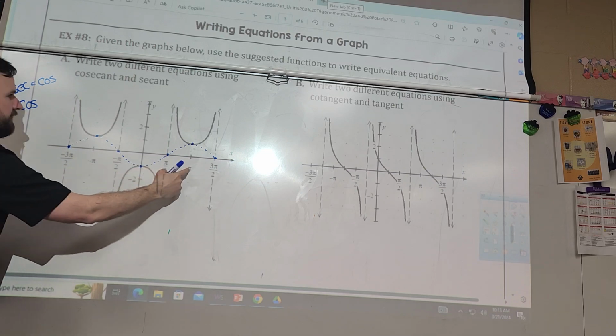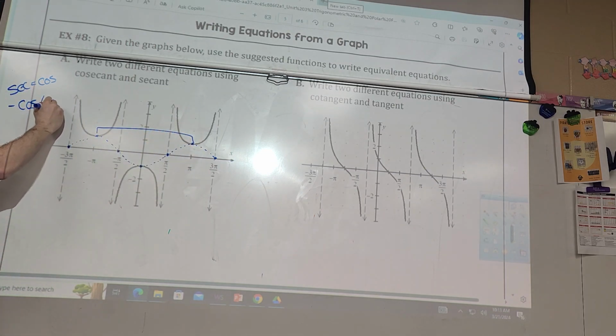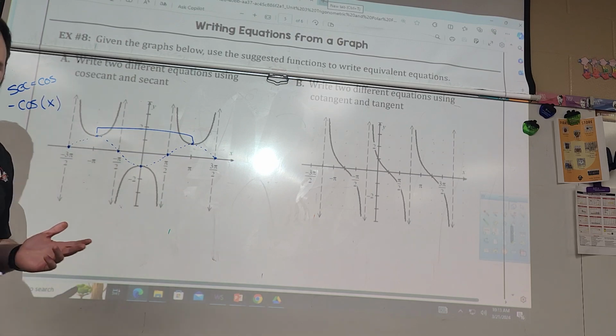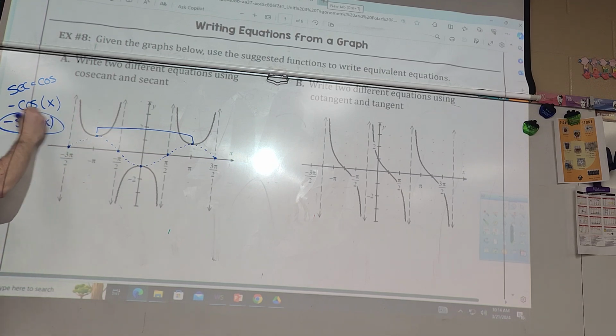What's my period of it? My period's 2 pi, so nothing's going to change in there, right? I'm not shifting. That's it, right? But that's for the dotted graph, so what's my secant graph? It's the exact same thing, I'm just changing my cosines into secants, because I didn't care about the dotted lines, I wanted the U's. So that's one answer.